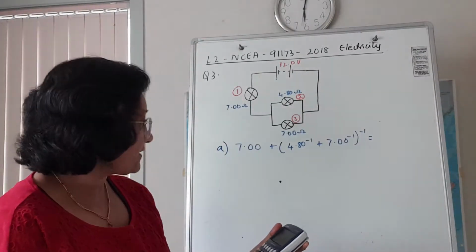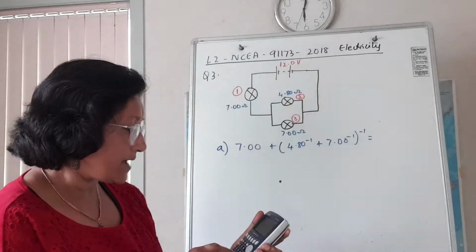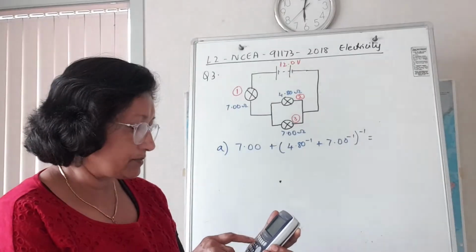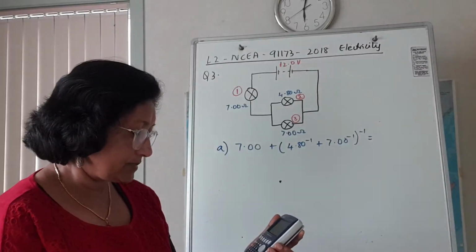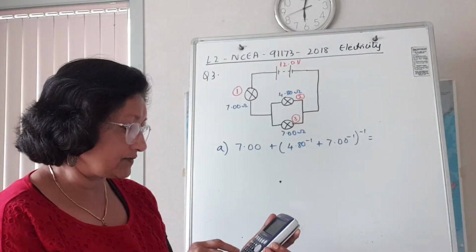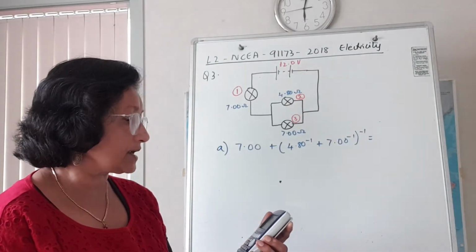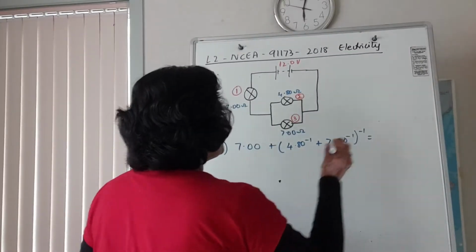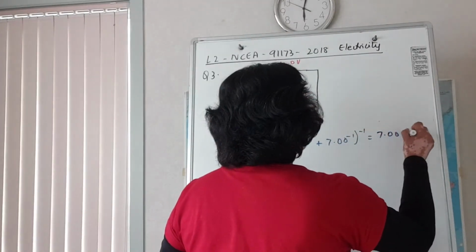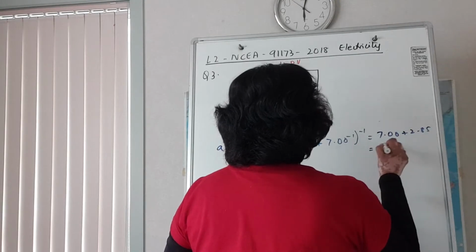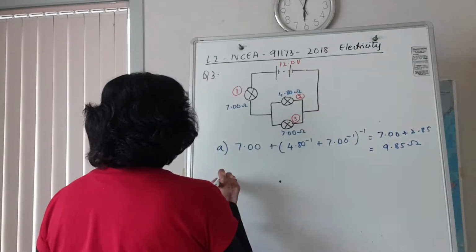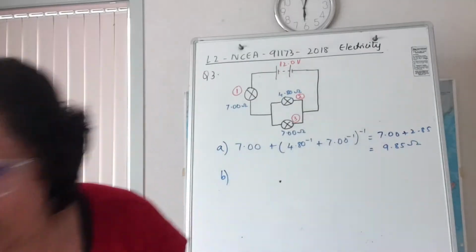So it is 7 plus, and in parallel we have (4.80^-1 + 7^-1)^-1, which is 2.85. So it's 7 plus 2.85, and you get 9.85 ohms, which is nearly 10 ohms. Okay, and then part B.